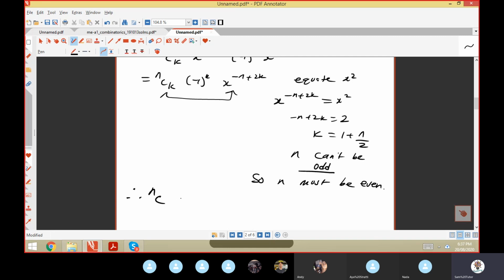What's k? 1 plus n on 2, as long as n is, where was I now? Negative 1 to the power of 1 plus n on 2. It's k. And that's it. And then x to the power of negative n plus 2k is obviously going to give you x squared, as long as n is even.